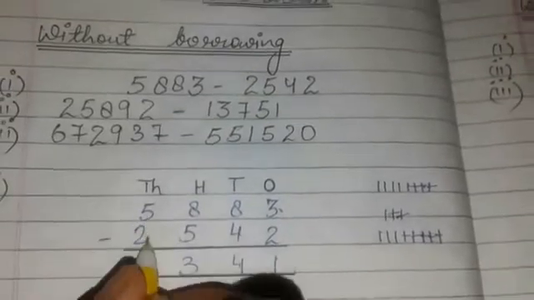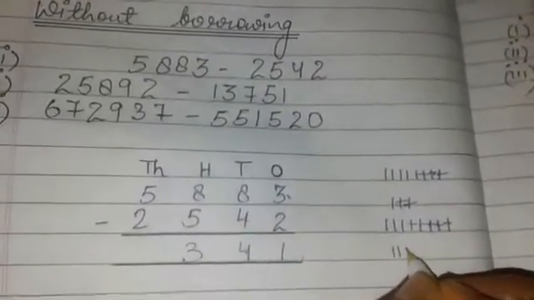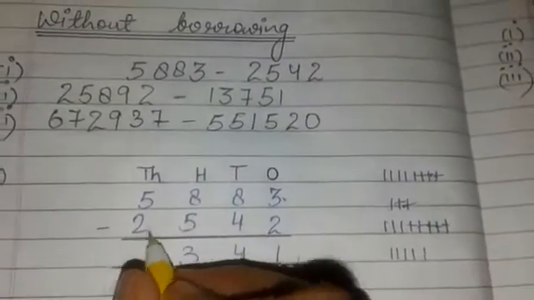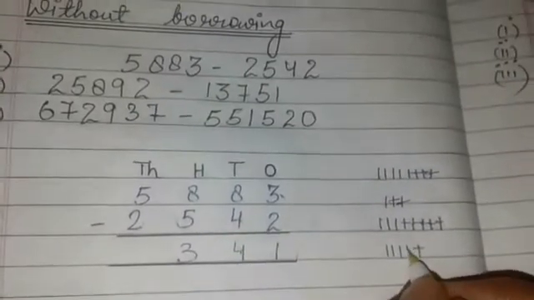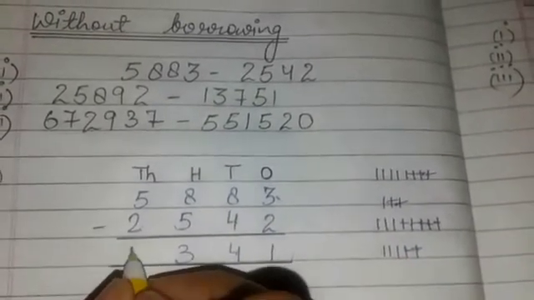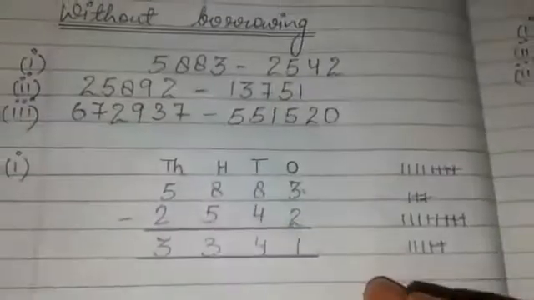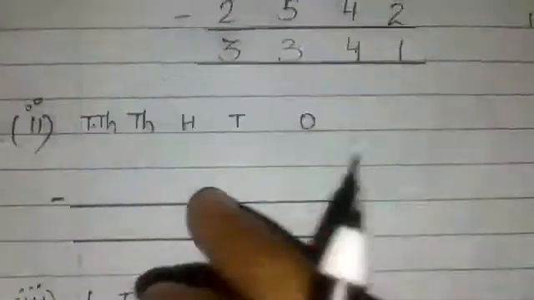Note it down here. Next one is 5. 1, 2, 3, 4, 5. Take 2 out. 3 remains. Note it down here. This is how we perform subtraction. Now take another example. Question number 2. So students, this is how you will prepare a column.